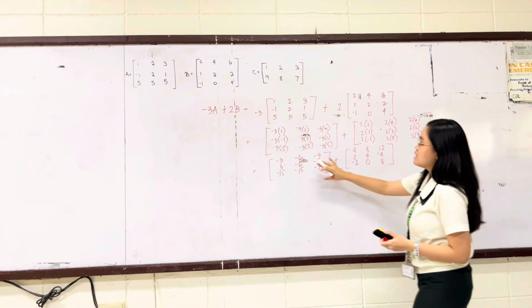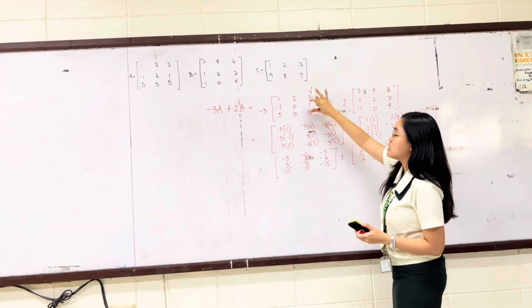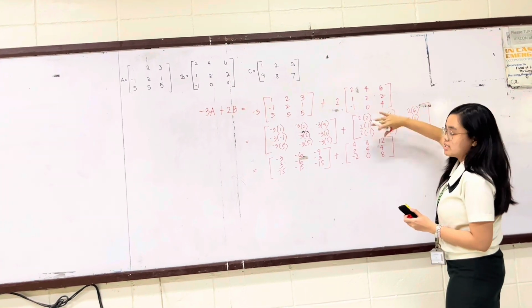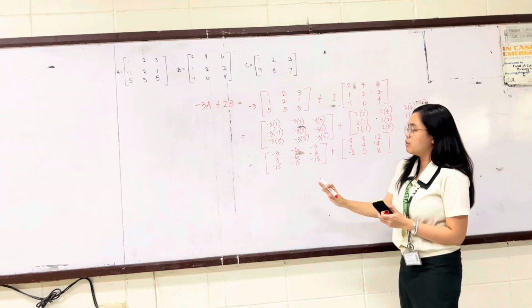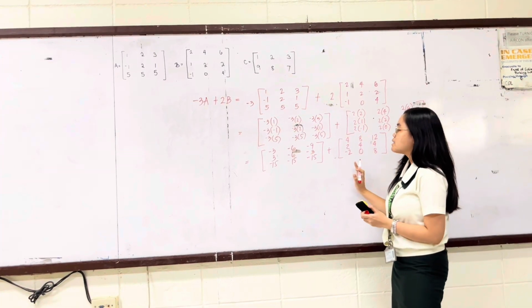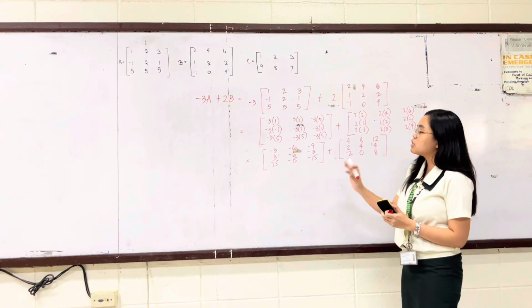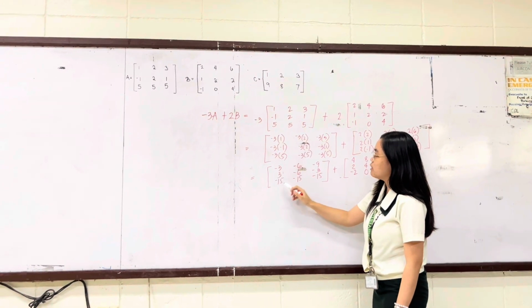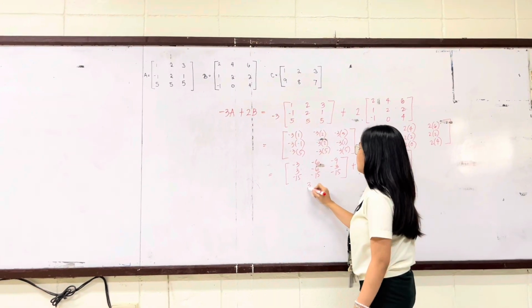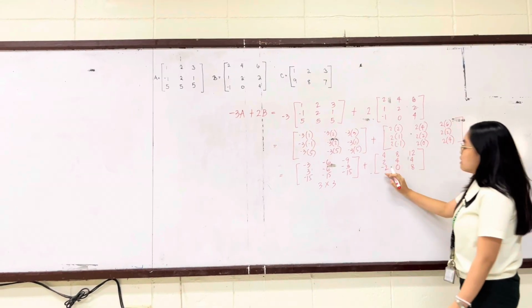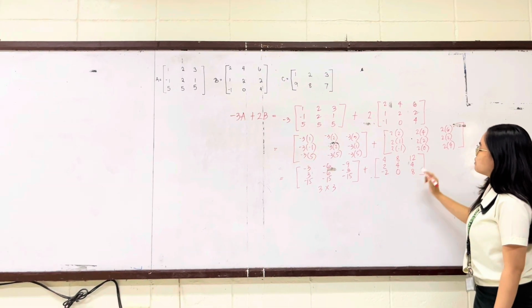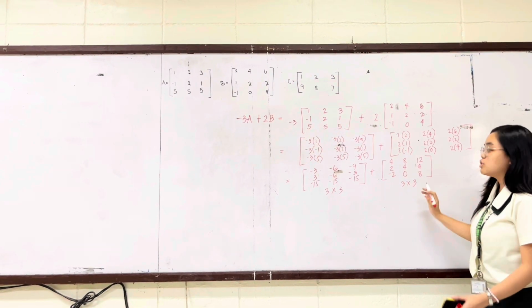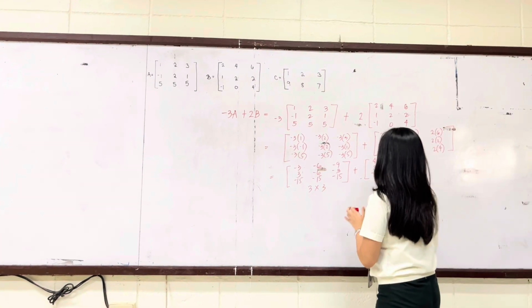So, this is the product of this matrix, and this is the product of this matrix. Now, before we can combine both matrices, we need to make sure that they have the same dimension. So let's count 1, 2, 3, 1, 2, 3. This is 3 by 3. In this part, 1, 2, 3, 1, 2, 3. This is also 3 by 3, which means we can combine both matrices.